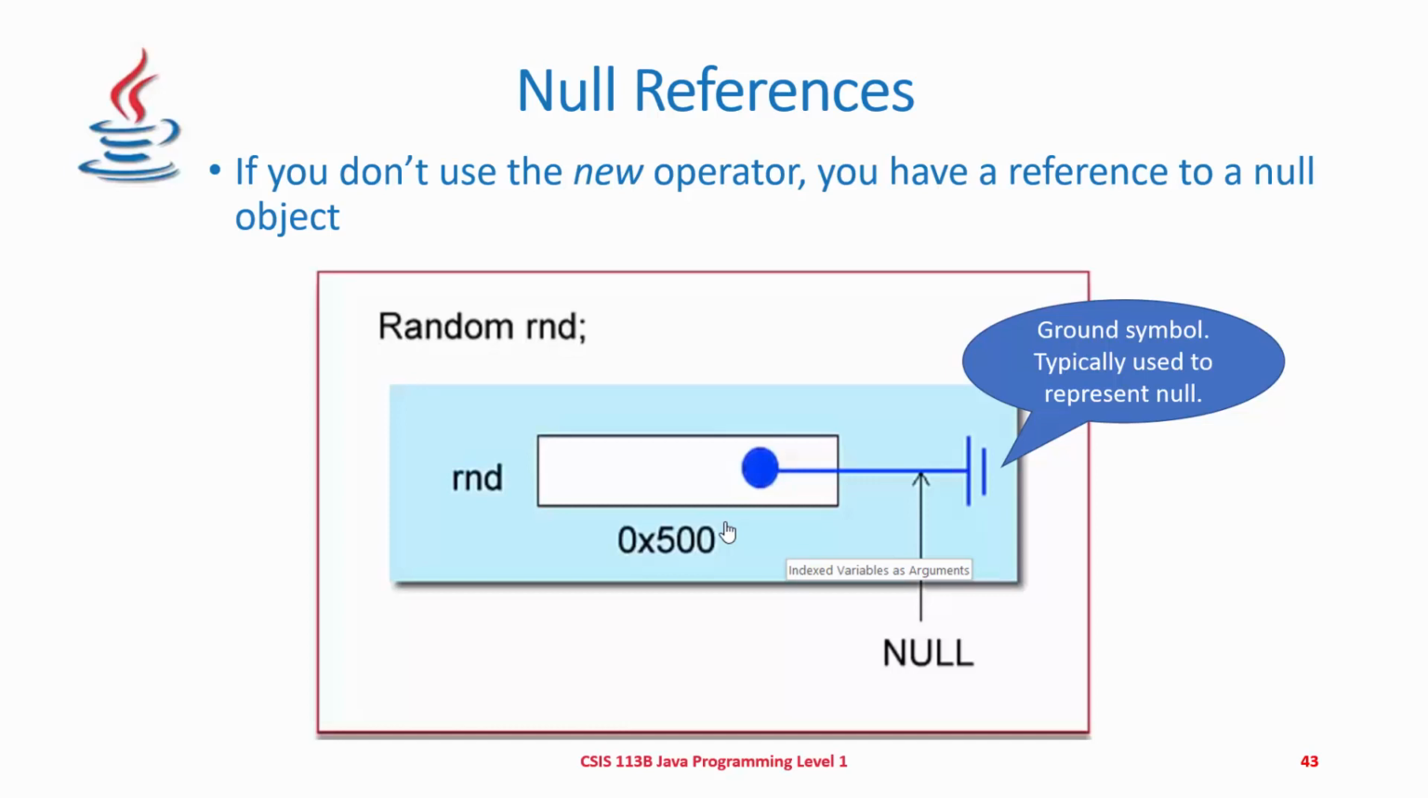Now in this particular example, notice we didn't use the new operator, so we didn't do Random RND equals new Random. So we're declaring RND at this point, so it has a memory address at this point, but because there's no real instance created yet, since we haven't used the new keyword, the value that's being stored for that variable RND is actually null. And that graphical symbol you see there, that's the ground symbol that's typically used to represent the value of null.